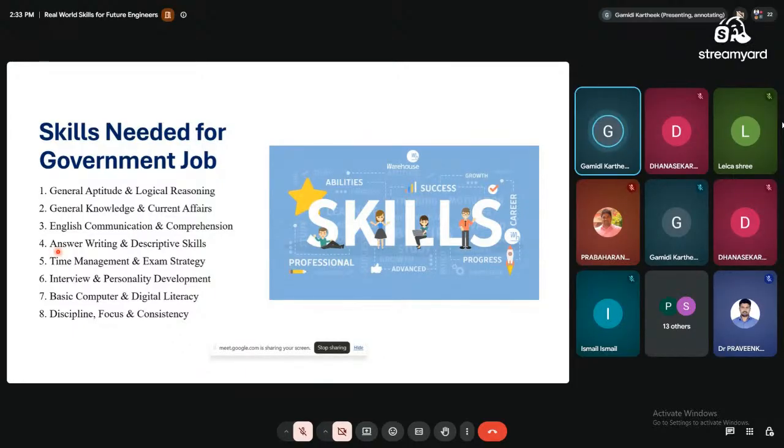So next, answer writing and descriptive skills. You should have that habit of explaining things in a better, simpler way. That is very much essential. That is a very good skill set you should possess. And time management and exam strategy. You should manage your time. At the end of the presentation, I'll give you a couple of tips to manage your time. Interview and personality development, particularly for government exams where the competition is very huge. Of course, even for the private sector, you should have good interview and personality development. So you should maintain good communication skills.